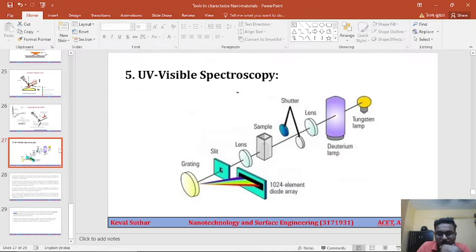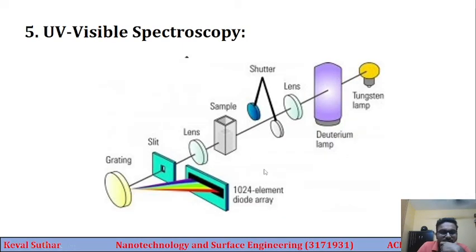So let me quickly go back to this and give you a brief idea of this. In this case, we have a tungsten and deuterium lamp working as a light source, which provides the majority of the wavelengths which are required. Then the light beam passes through this lens, and we have a shutter for permitting as well as preventing the light going into the sample. So with the help of this shutter, we can have the intensity before and after passing through the sample. So light will pass through this sample and then the lens, and then we have this slit, grating, and finally we have this array on which the light is received.